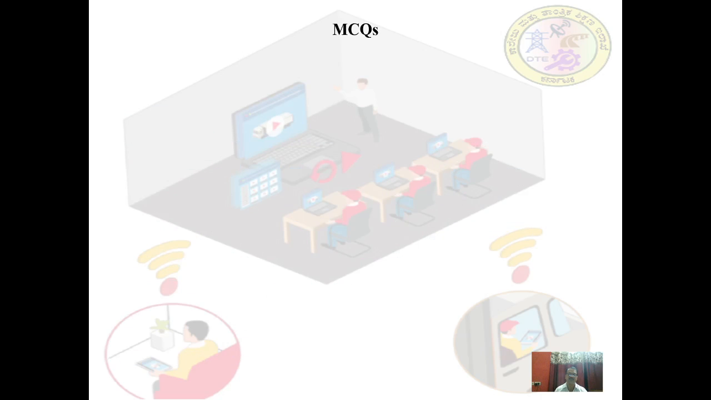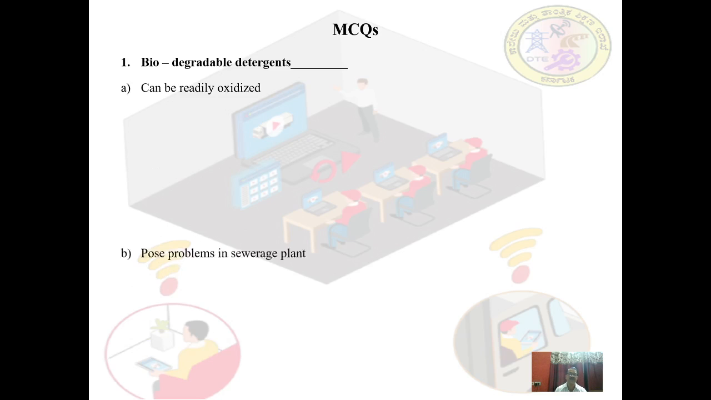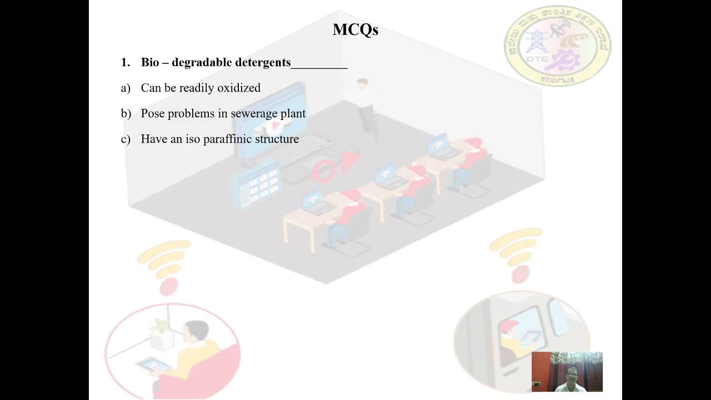Let us see some of the MCQs. Question number 1. Biodegradable detergents dash. Option A, can be readily oxidized. Option B, pose problems in sewage plant. Option C, have an isoparaffin structure. And D, should not be used as it spoils the cloth. The right answer is answer A. Option A, can be readily oxidized.